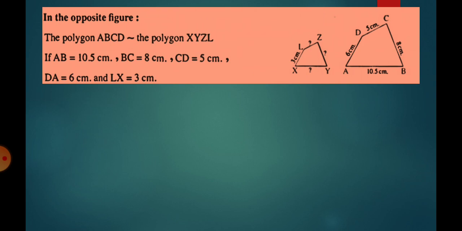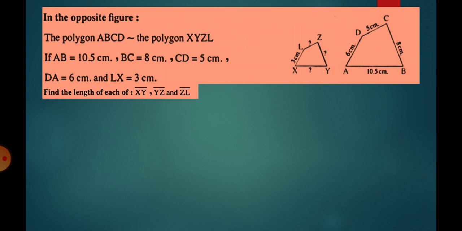In the opposite figure, the polygon ABCD is similar to the polygon XYZL. AB equals 10.5, BC equals 8, CD equals 5, DA equals 6 cm, and XL equals 3 cm. Find the lengths of XY, YZ and ZL. Here the two polygons are similar and we want to find the lengths of the sides.